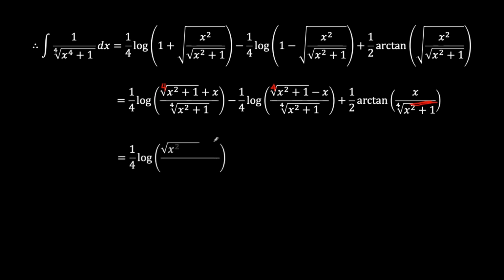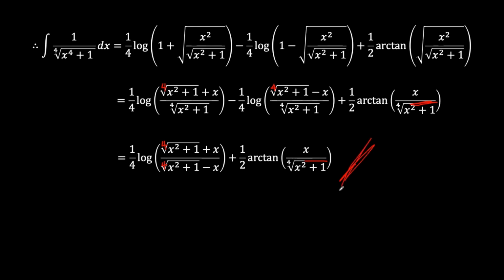And so the final answer is a quarter times the natural logarithm of the 4th root of x squared plus 1 plus x over the 4th root of x squared plus 1 minus x, plus half arctangent of x over the 4th root of x squared plus 1. So this is our final answer.